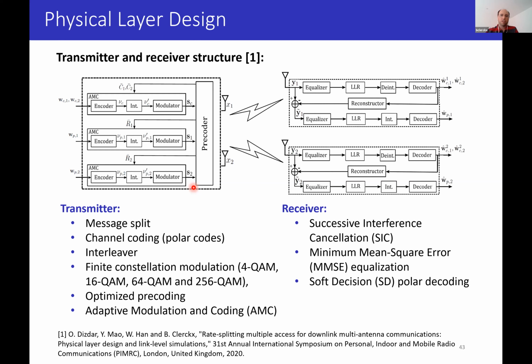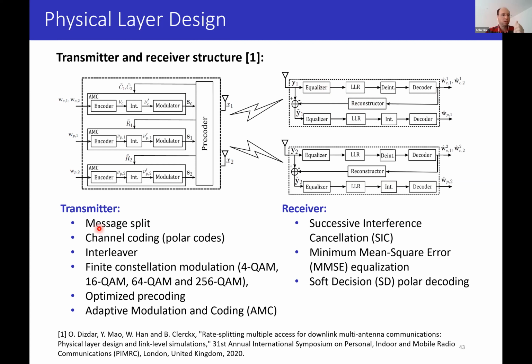So this is the architecture of the rate splitting techniques. When you have two users, you need to have the adaptive modulation and coding that relies on an encoder, the interleaver, the modulator, and you do this for the common stream and the private streams. And then you have the receiver that needs to perform the SIC, and to do that, you need to first decode the common stream, then reconstruct it, and then decode the private stream.